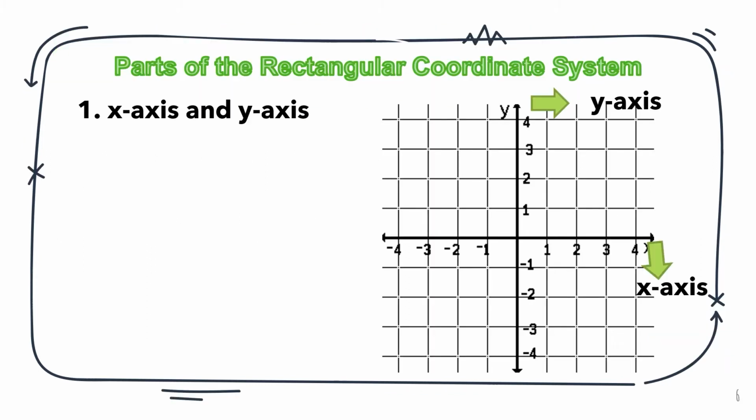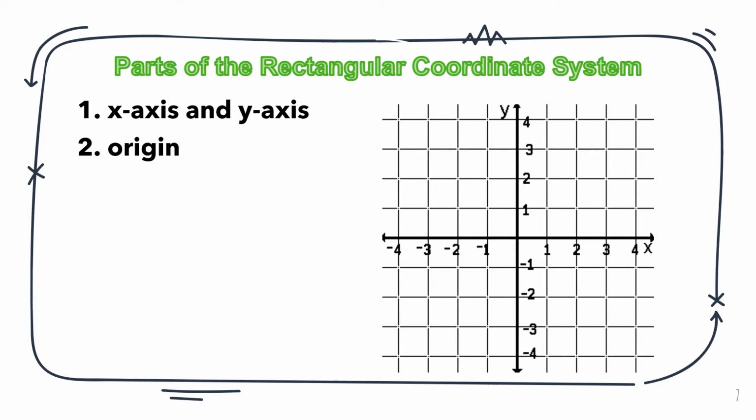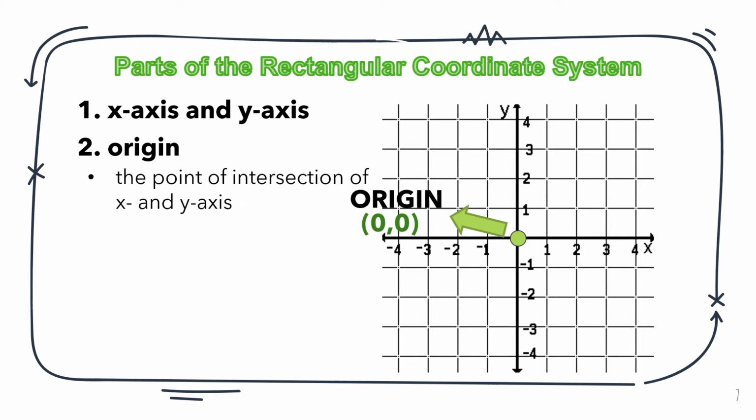Here are the parts of the rectangular coordinate system. Number 1, x-axis and y-axis. X-axis is the horizontal line and y-axis is the vertical line. Number 2 is the origin. Its coordinate is (0, 0), the point of intersection of the x and y axis.